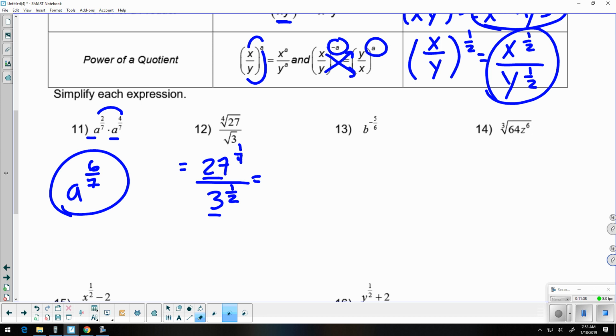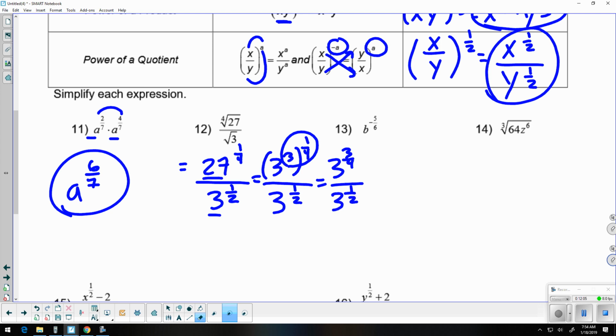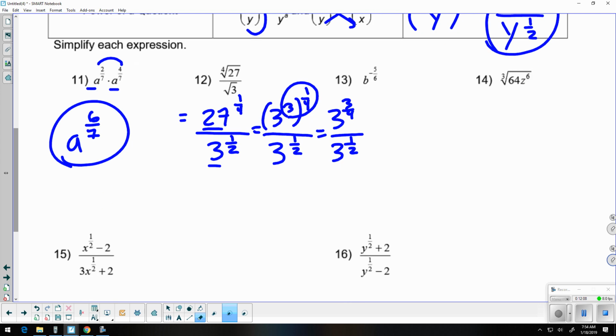27 is the same thing as 3 cubed. So now instead of 27 to the 1/4, it's 3 cubed to the 1/4 over 3 to the 1/2. Nothing changed in the bottom. Again, I'm just trying to get that same base. So 3 cubed to the 1/4, well, now it's a power to a power, so let's multiply those together. That would be 3 to the 3/4 over 3 to the 1/2. Okay, now we're getting somewhere. What I'm going to do next, let me bring that down here, just so I'm not going into the next problem: 3 to the 3/4 over 3 to the 1/2.